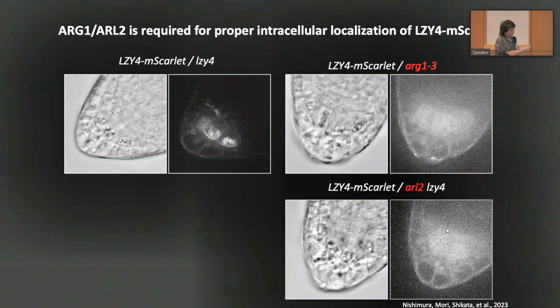As you can see here, both amyloplast and plasma membrane localization of LZY4 were lost in the arg1 and arl2 mutant background, suggesting that ARG1 and ARL2 are required for intracellular localization of LZY, probably through their chaperone function.